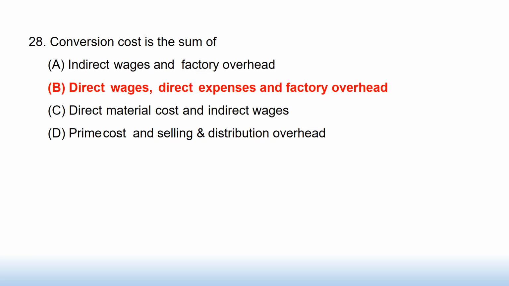Conversion cost is the sum of option A, indirect wages and factory overhead, B, direct wages, direct expenses and factory overhead, C, direct material cost and indirect wages, D, prime cost and selling and distribution overhead. Answer option B, direct wages, direct expenses and factory overhead.